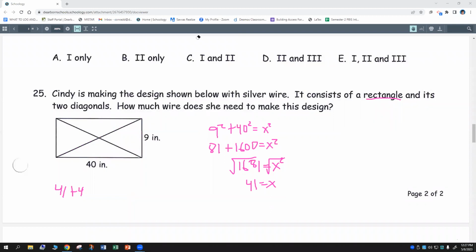All right, so let's see here. We got 41 plus 41. Okay, plus 40 twice, right? We got to add 40 twice. And then we got to add 9 twice, right? So then plus 9 plus 9. So that's going to be 162 plus 18, which should be 180 inches. But our unit here is inches. And there you go.